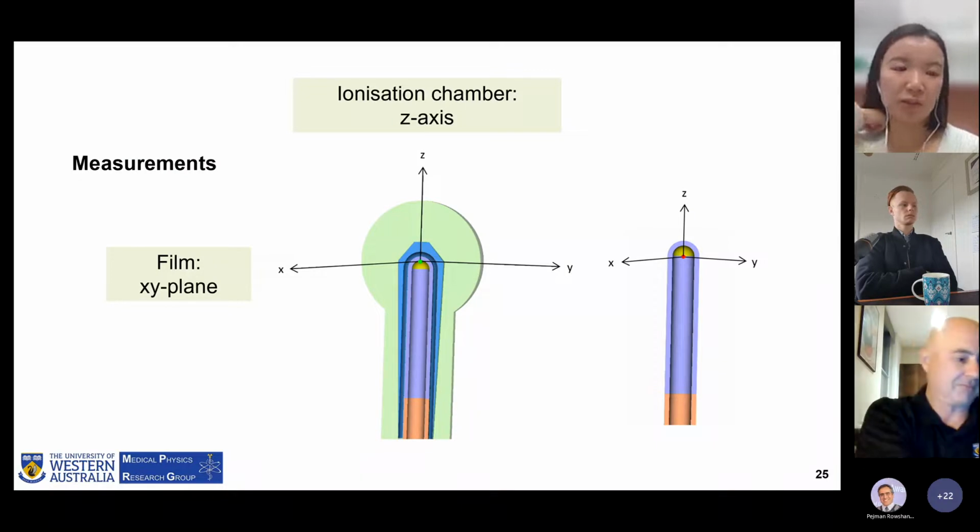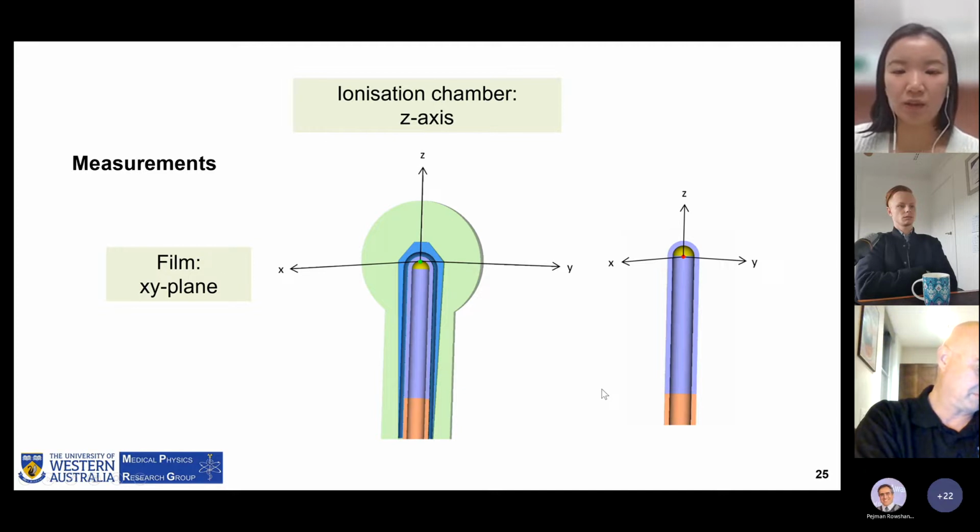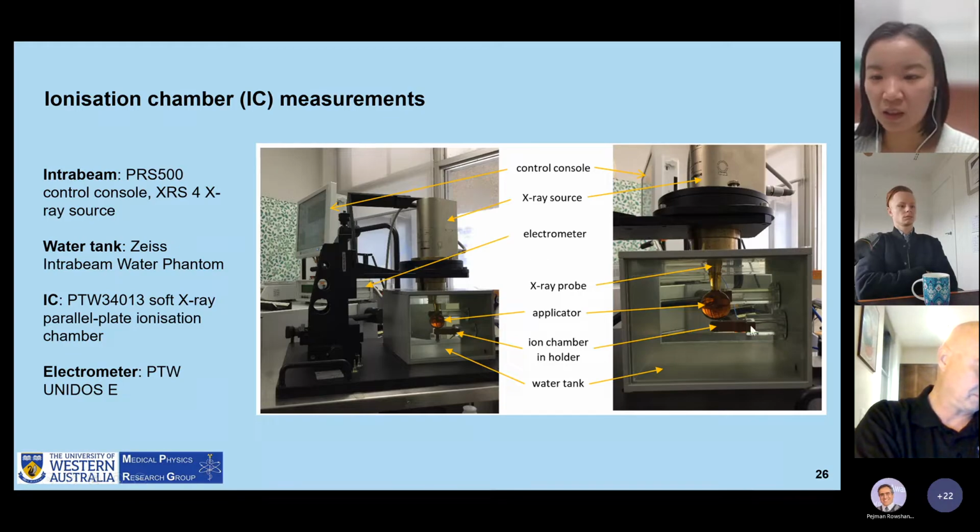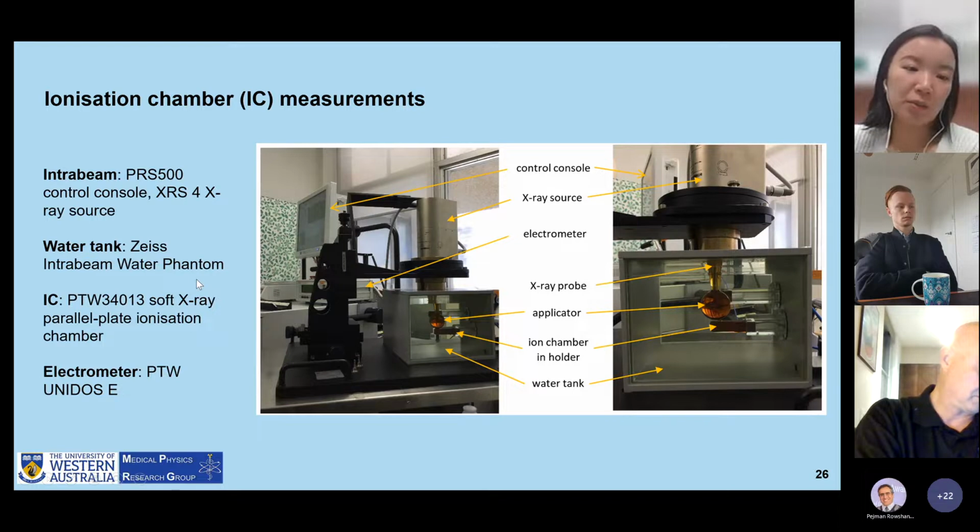So for our physical measurements, take note that the ionization chamber measurements were made in the Z-axis and the film measurements were made in the XY plane. And this is because of the setup of the Zeiss water tank. As you can see at the bottom here is where you place your ionization chamber. So you can only measure the PDD in this Z direction. And for the film measurements, we had to measure it in the XY plane because this ionization chamber holder was in the way. So the water tank we used was the one provided by Zeiss, the Zeiss Intrabeam water phantom.